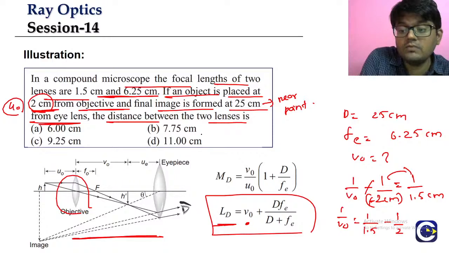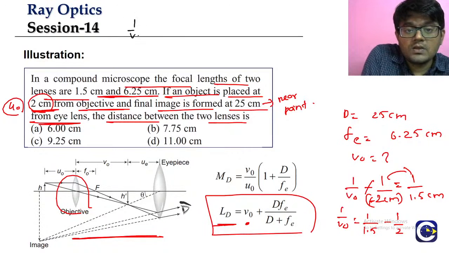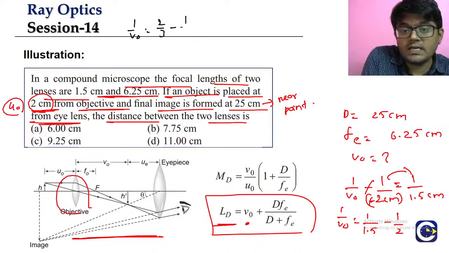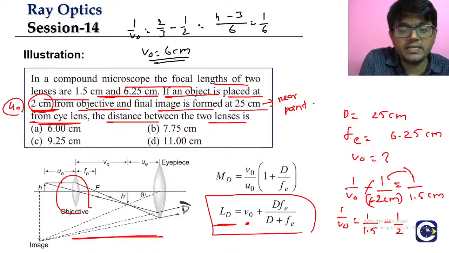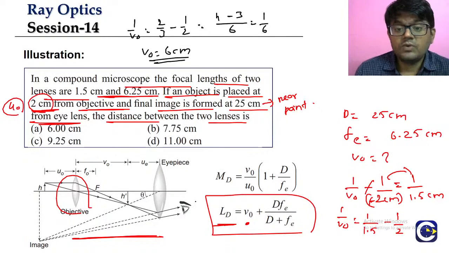Check it, what will be the VO? 1 by VO is equal to 1 by 1.5, which is 2 by 3, minus 1 by 2. That's like 4 minus 3 by 6, that is 1 by 6. So VO will be 6 centimeter. So VO is 6 centimeter.